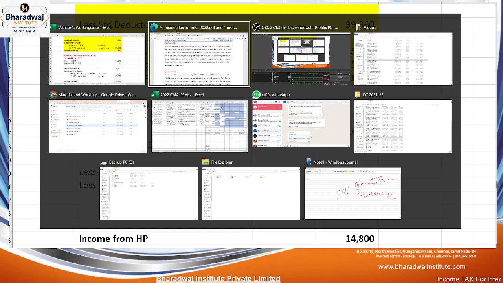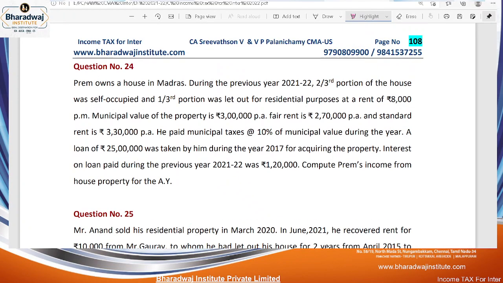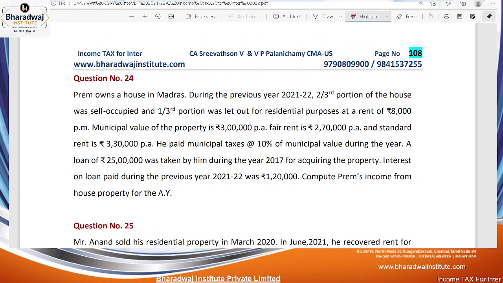We will go to the next question. Question number 24. Prem owns a house in Madras. During the previous year, 2/3 of the house is self-occupied, 1/3 is let out. Rent is 8,000 per month. Municipal value is given for the whole house. Fair rent is given 2,70,000. Standard rent is given. Municipal tax is given.